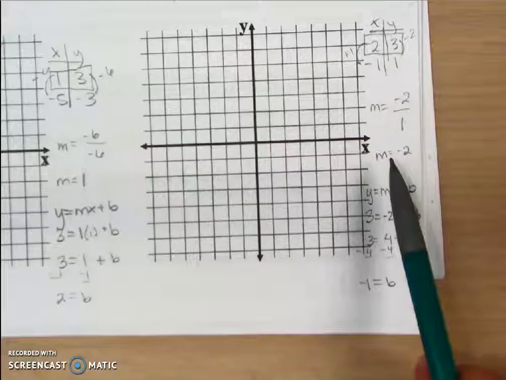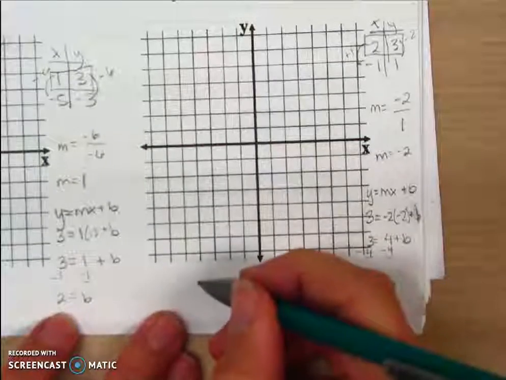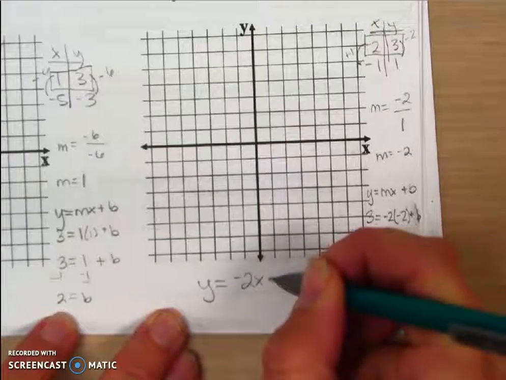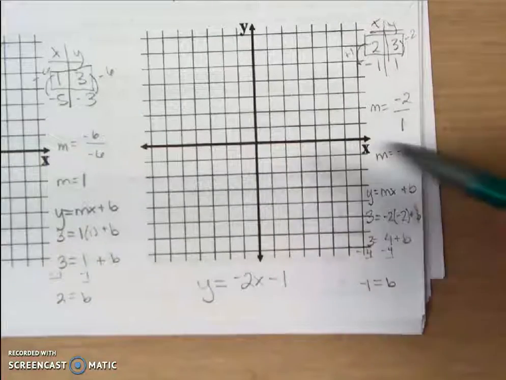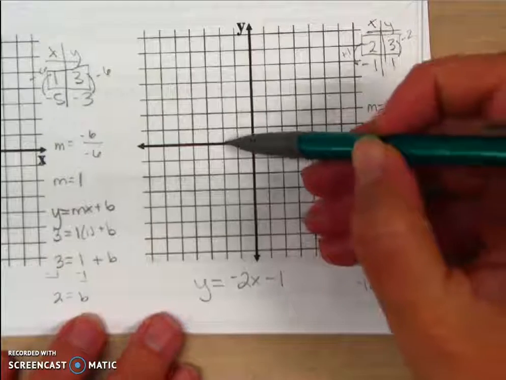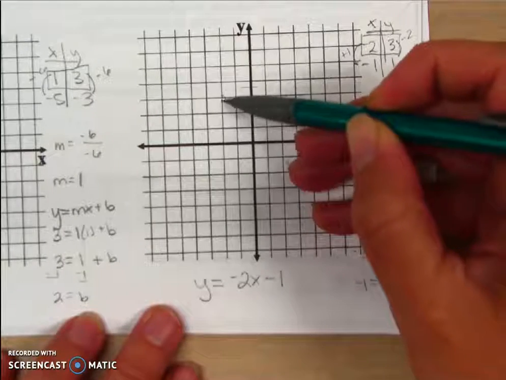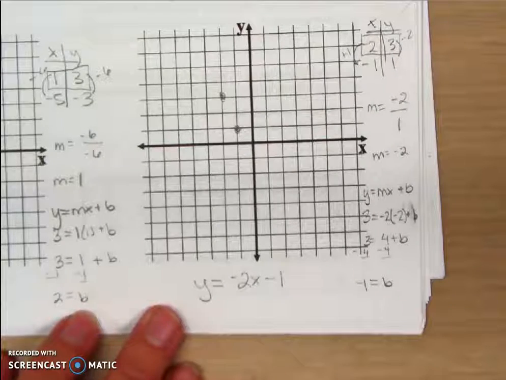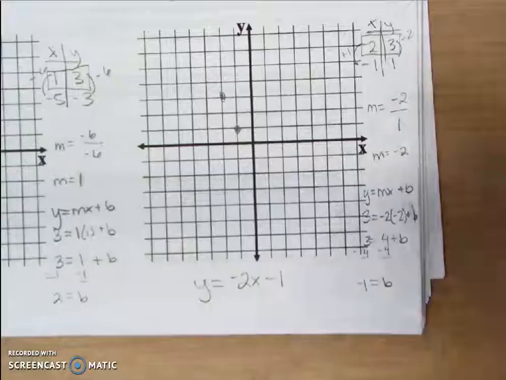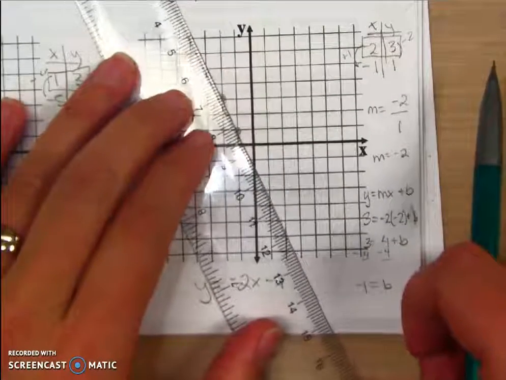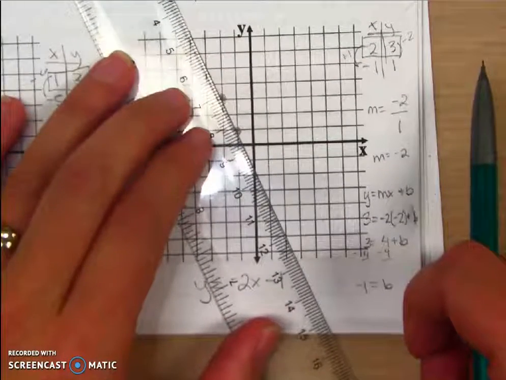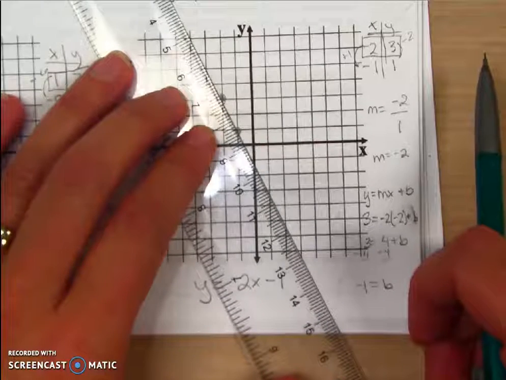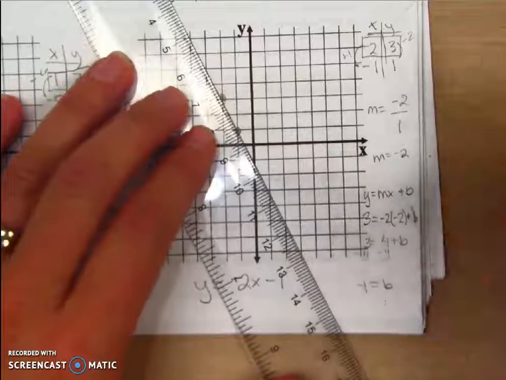So now I've got an m and I've got a b. I can write this equation. So y would equal negative 2x minus 1, or plus negative 1. Let's graph it now and see if that worked. Negative 2, 3, and negative 1, 1, right there. So let's go ahead and line those up really well, and we should see the slope end up being negative 2, and it should cross through negative 1 on the y.